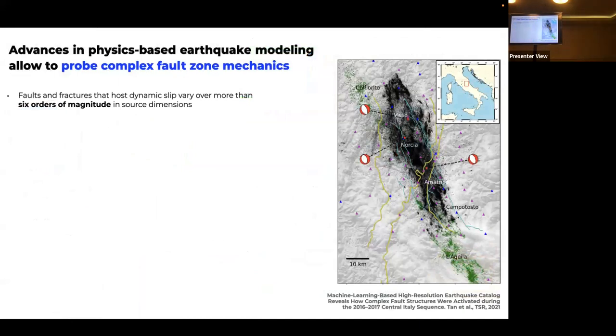Now, if we look at recent advances in this kind of modeling, I want to make the point that we can now probe complex fault zone mechanics. So we are really at the stage where we're beyond modeling slip on a planar predefined single fault plane. We know that faults and fractures host dynamic slip over more than 6 orders of magnitude. So that would be my first example in source dimension. Here's a result from Europe, where we see a machine learning based high resolution earthquake catalog revealing just how complex fault structures are that were activated during the Central Italy sequence.